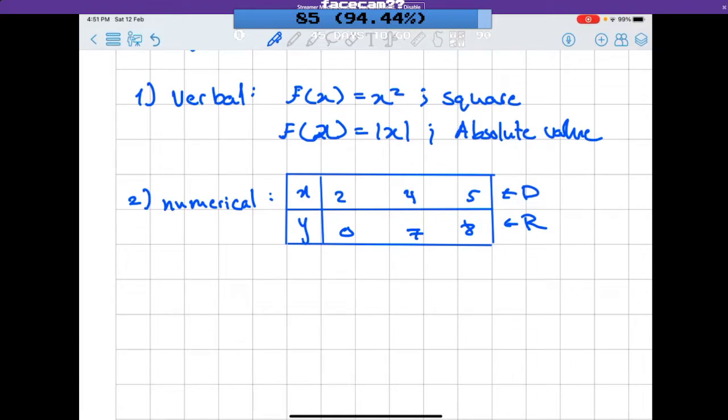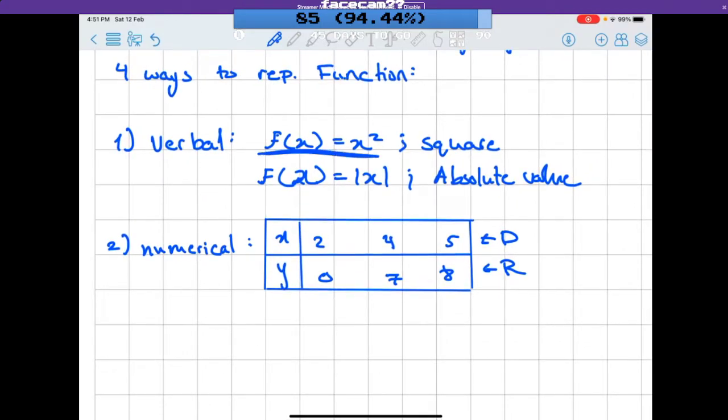The third one would be graphically, which is basically drawing a graph. And the fourth one would be algebraically, which is just by writing the function like this. Okay?